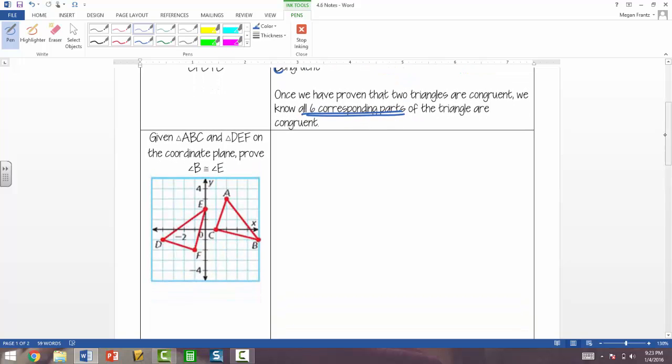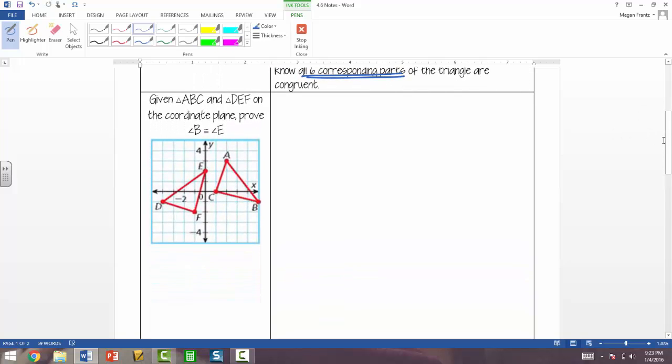So let's say we have these two triangles and they're in the coordinate plane. I need to eventually prove that these two angles are exactly the same, but we have no way to measure these two angles. So what we can do first is prove that those two triangles are congruent. So let's take a look. We have triangle ABC and triangle DEF. So what we can do is find all of their lengths and see which ones match up.